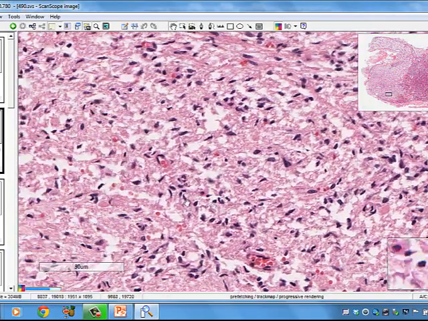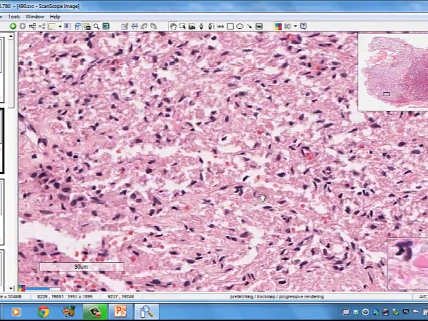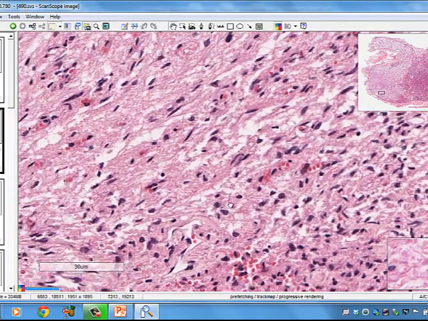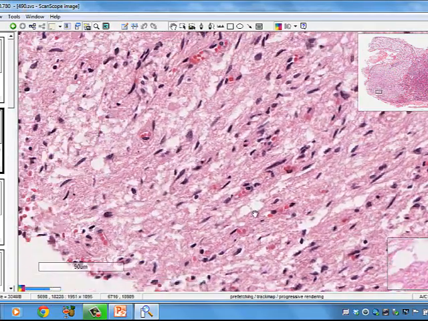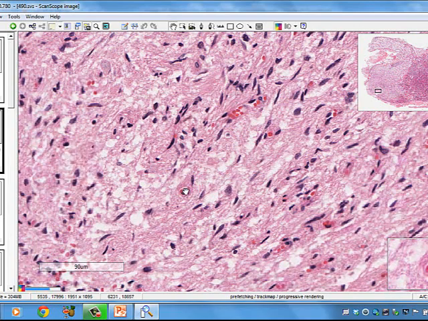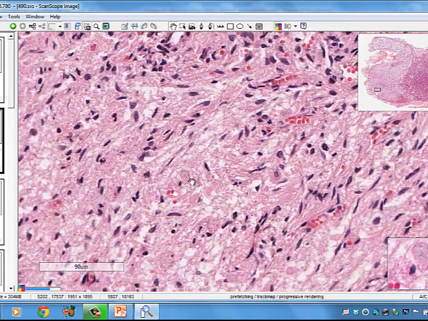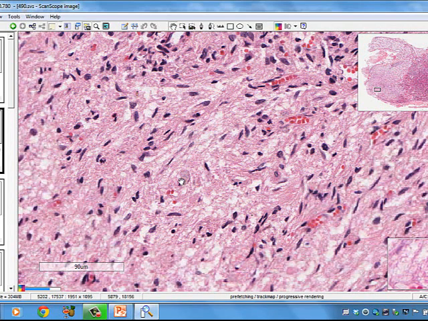So we need to move back over here. Another herring body right through there. So you can see a host of these herring bodies. These are red blood cells that we see there. Here's a nice herring body right there. So we can see the herring body very nicely right there.